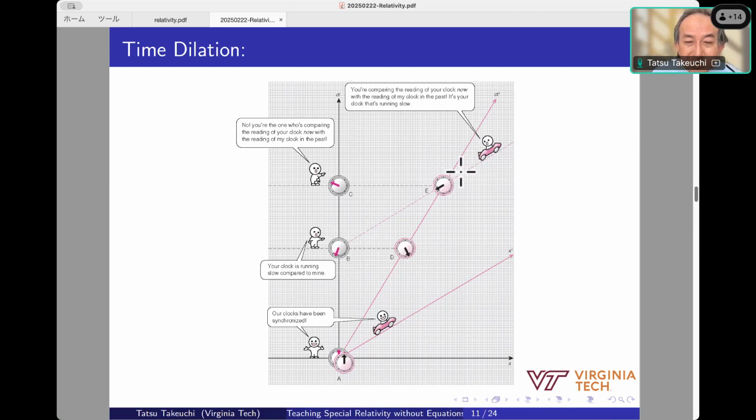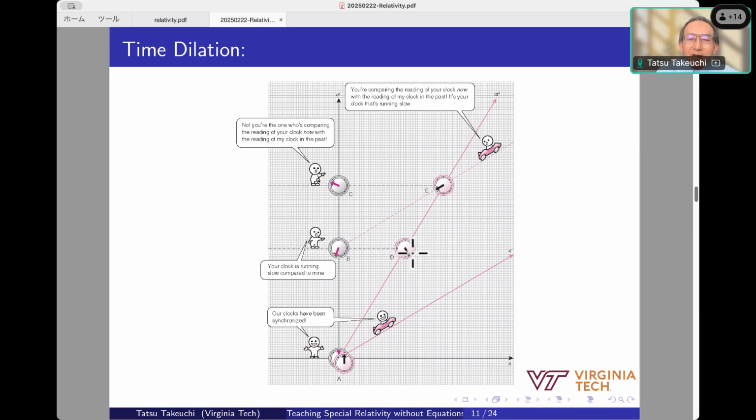So naturally, from a moving frame, the readings of the clocks that should be compared is the reading at point E and point B. But from the rest frame's point of view, the reading of B should be compared with the reading at D. So when the rest frame observer compares the reading of the other clock with the reading of the clock that is not moving, the rest frame observer will compare this reading and this reading, and he or she will conclude that the moving clock is running more slowly.